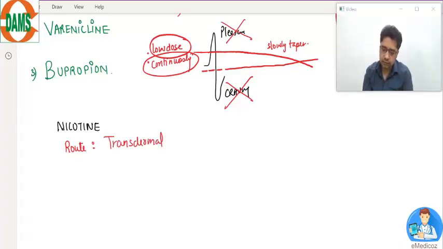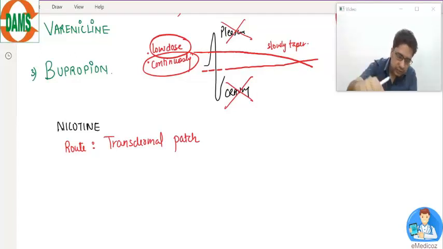Do you agree with this point? Can we give this nicotine as a transdermal patch? And slowly and slowly we will reduce the concentration of nicotine in the transdermal patch. Taper off means we will reduce the dose slowly and slowly.